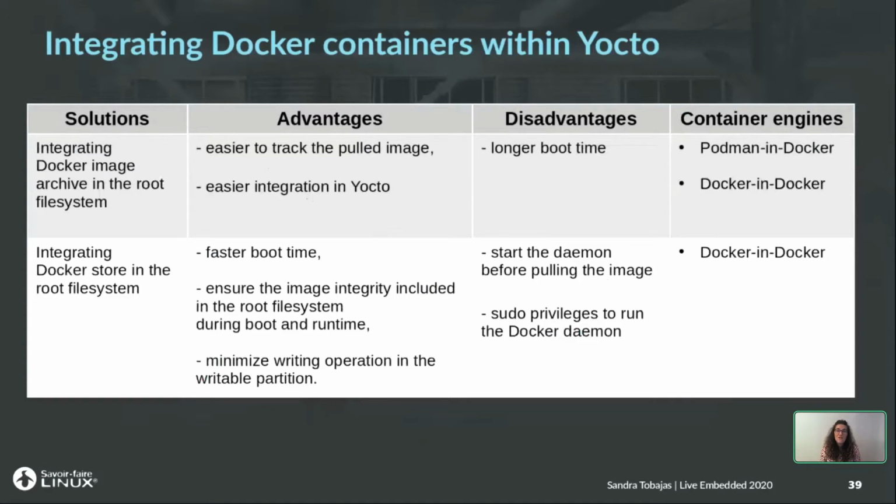Finally, here is a summary of both approaches: integrating a Docker image archive into the root file system and integrating the Docker store in the root file system. The main difference between both is the boot time. In the first approach, you can have the choice between both container engines, Podman and Docker, considering the pros and cons I have listed earlier. The Yocto integration is also easier as only tar archive files need to be installed in the root file system. On the other hand, the second solution minimizes the boot time and the amount of writing operations, as the Docker images do not have to be loaded. The integrity of the Docker images is ensured during the boot and runtime.